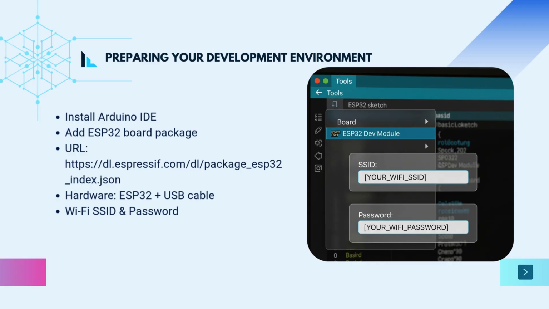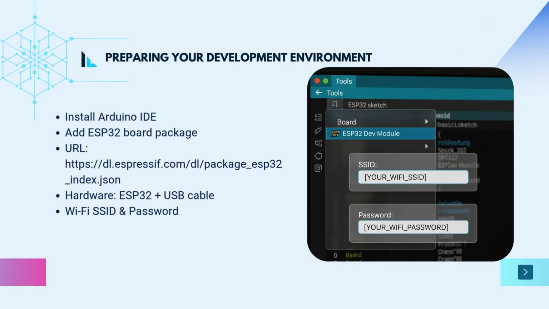To install the ESP32 board package in Arduino IDE, go to File Preferences. Under Additional Board Manager URLs, add https://dl.espressif.com/dl/package_esp32_index.json. Go to Tools Board Manager, search for ESP32, and install it.